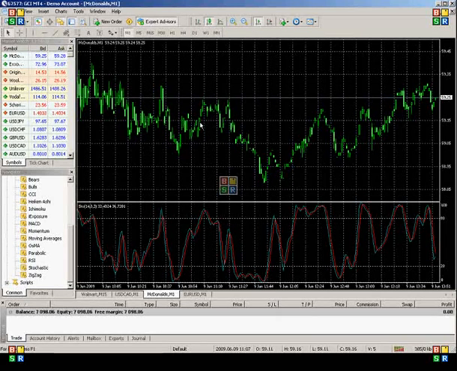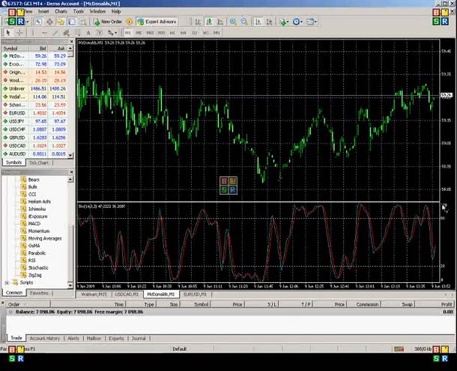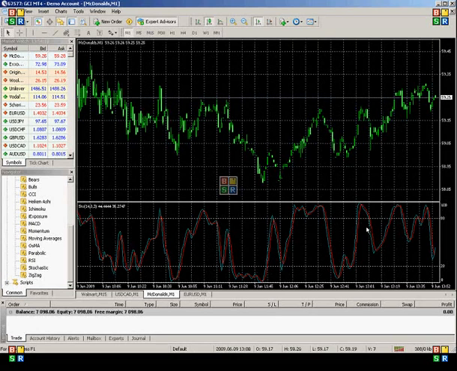Assuming that you have the stochastics turned on, you will see a red and green line oscillating at the bottom of the chart. Within that stochastic window, on the right hand side, you should see the numbers 0, 100, and the two thresholds that you've placed. In this case, my two thresholds are 20, which is the low threshold, and 80, which is the high threshold.